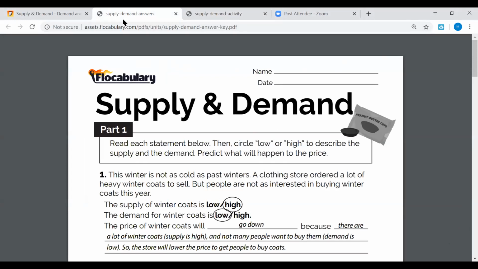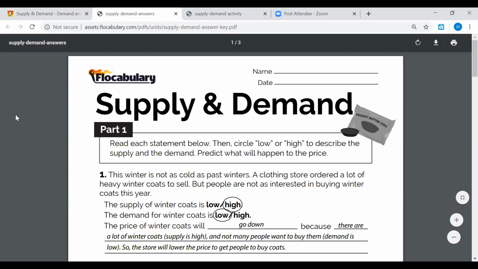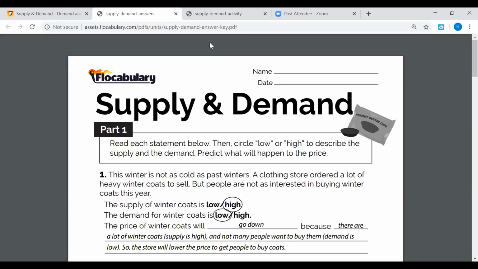Number 1 says, this winter is not as cold as past winters. A clothing store ordered a lot of heavy winter coats to sell, but people are not as interested in buying winter coats this year. The supply of winter coats is high. The demand for winter coats is low. The price of winter coats will go down because there are a lot of winter coats, supply is high, and not many people want to buy them. Demand is low. So the store owner will lower the price to get people to buy coats.